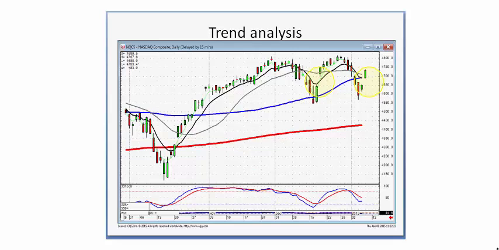Let's see. 5 minutes closes, 8 EMA in a row.